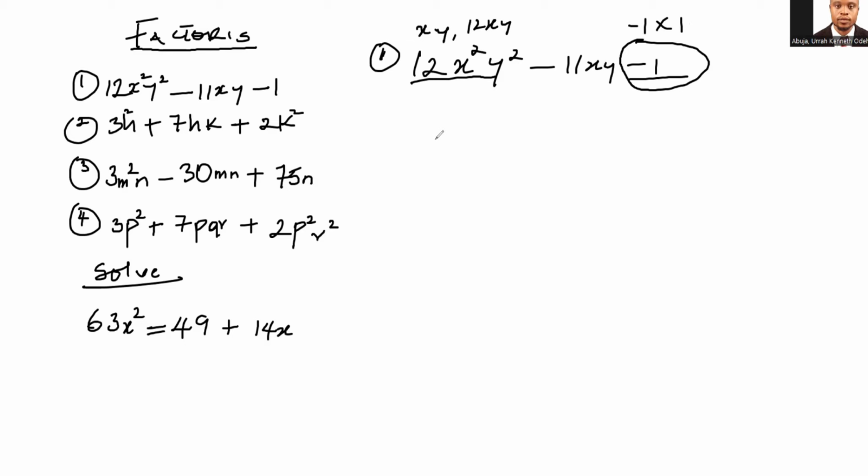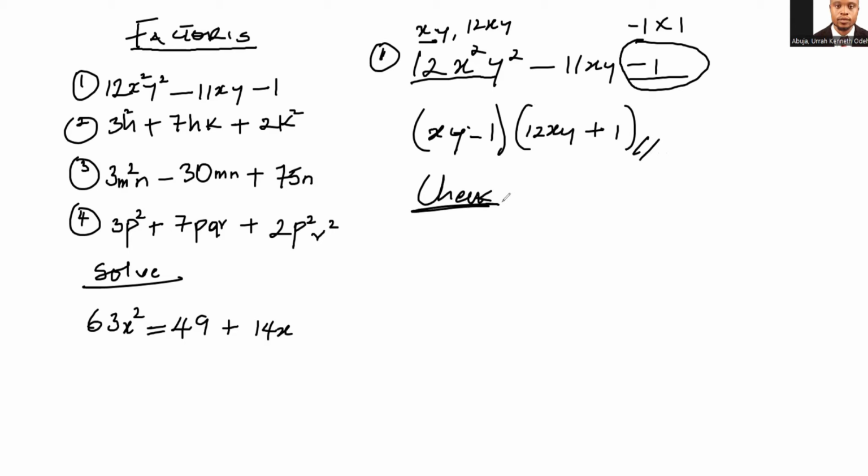So basically, the factorization is, we open a bracket, we put xy and minus 1 in a bracket. And the second bracket we have 12xy, and now this particular one is plus, so we have plus 1, close the bracket. And that's all. So this is what I do. You just check to see if what you did is accurate or correct.